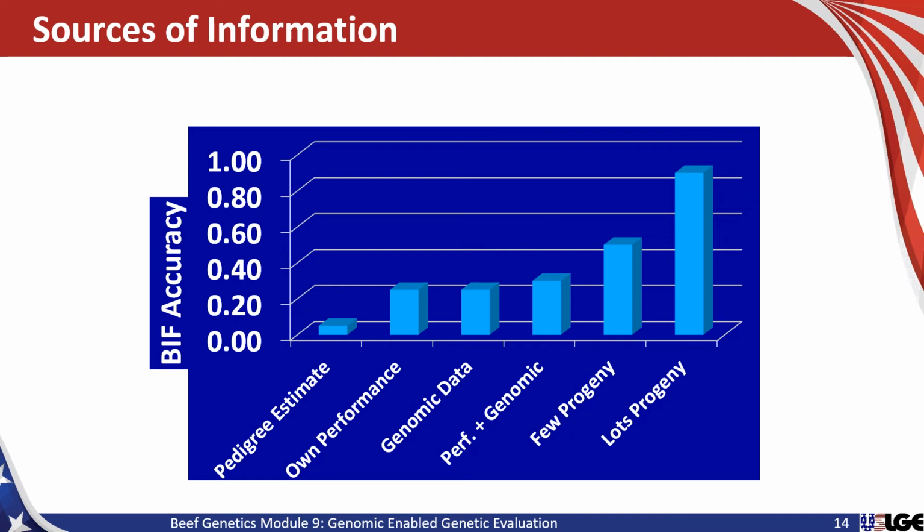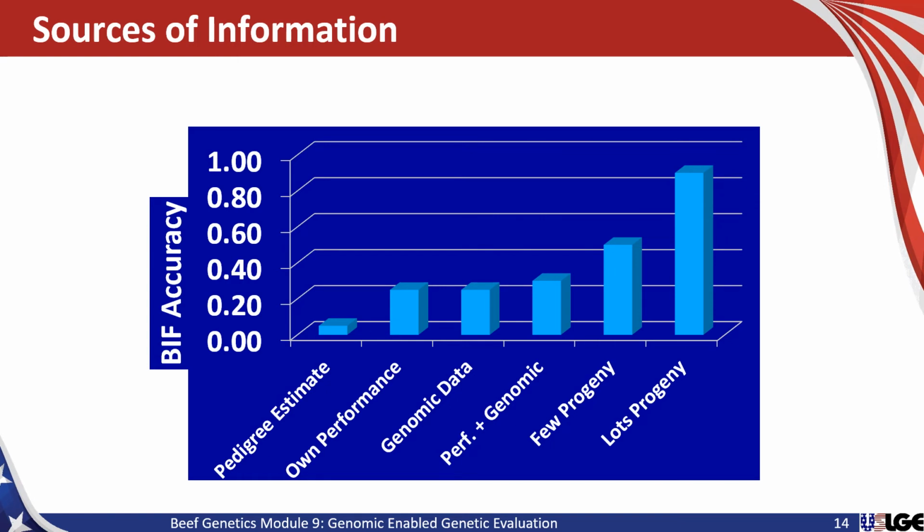Let's now compare the change in accuracy given different types of information. On the vertical axis, I have Beef Improvement Federation accuracy. And on the horizontal axis, I have different sources of information. Pedigree estimate, an individual's own performance record, genomic data, an individual's own performance record plus genomic data, records from a few progeny, and records from a large number of progeny.